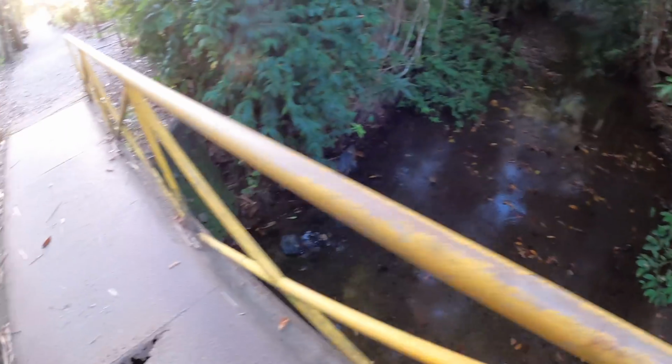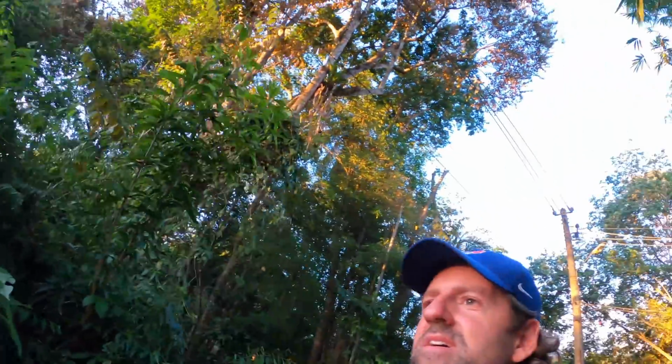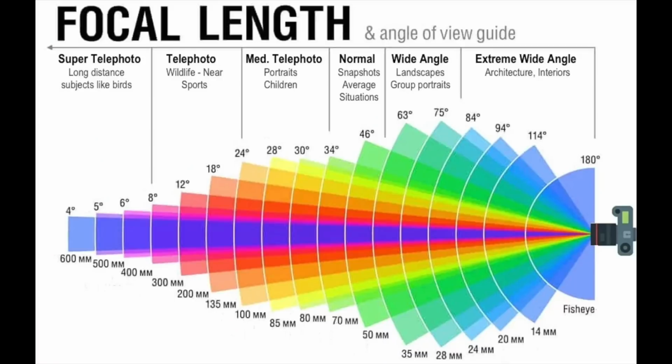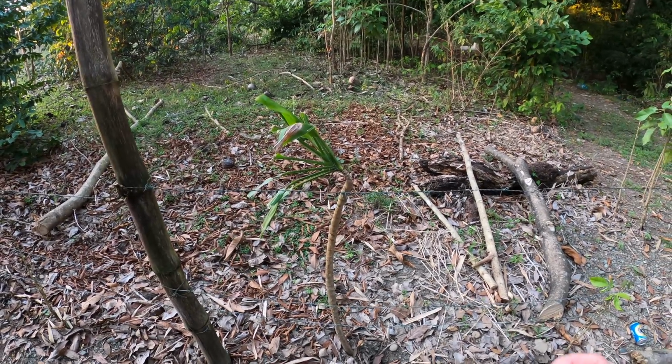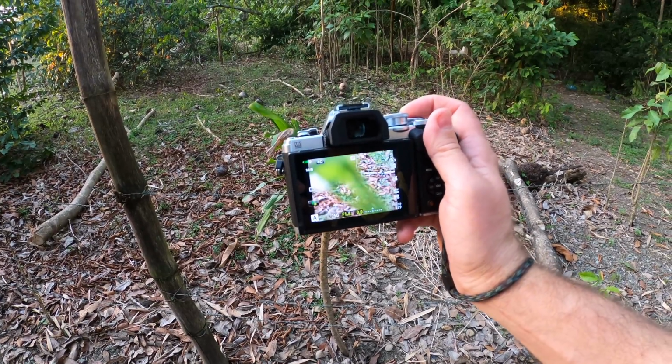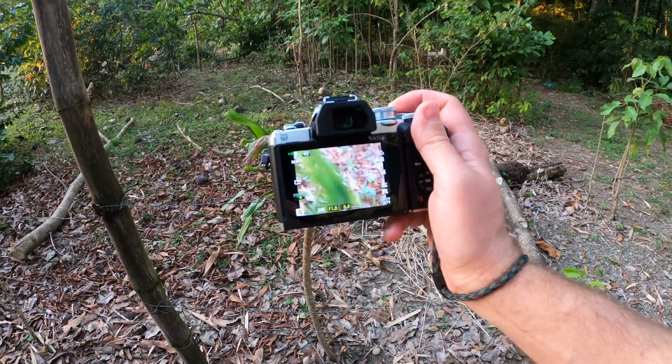So we have a nice little river here. Now, 45 millimeters is pretty tight. It's like a pretty tight shot. For example, look at that plant. Now the GoPro has a really wide angle lens, right? And now if I focus on the, come on, focus, you stupid camera.